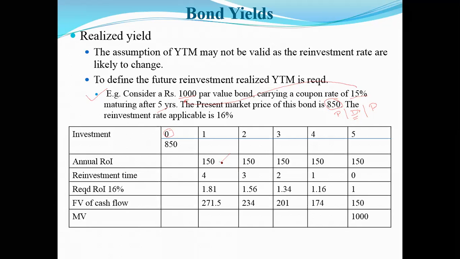The moment I get 150 rupees, please understand, I have to reinvest this. Out of these 5 years that I have, I have only 4 years left now, because I made the purchase in the 0th year and received the interest in the first year. So the moment I received interest in the first year, I have to make a reinvestment.